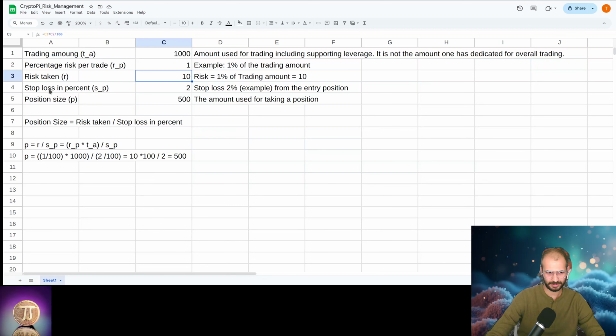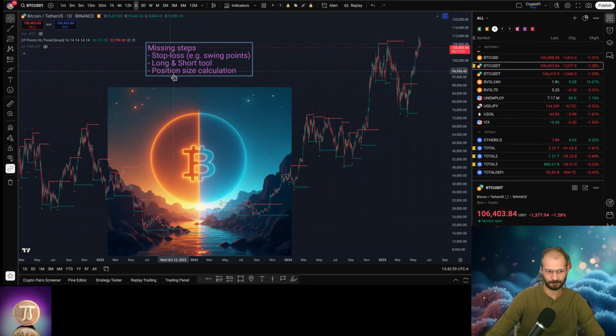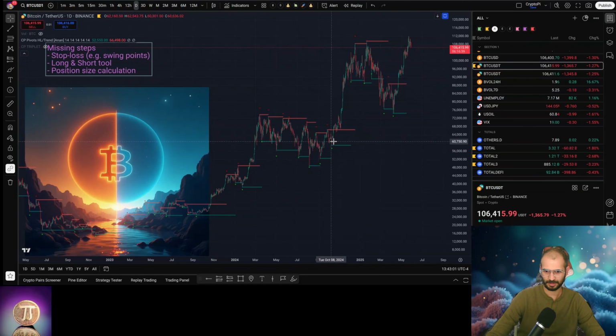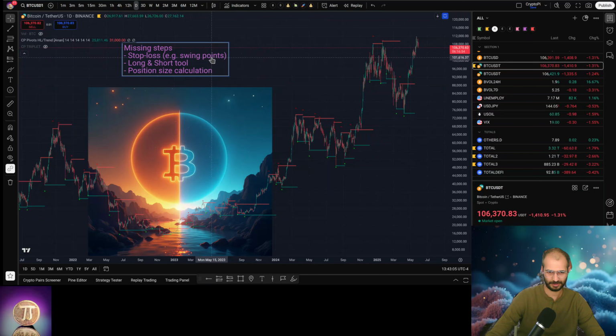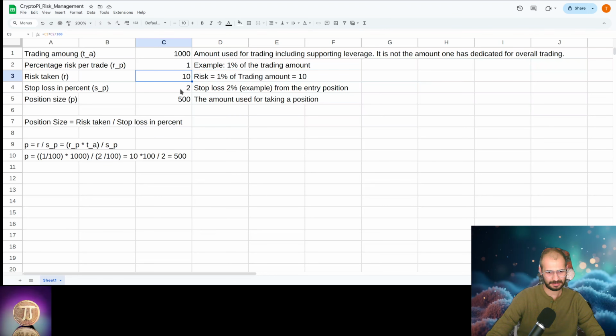Now, how do I calculate stop loss? We just saw an example, let's say, based on the swing points. There are various strategies. Swing point is one of the strategies. For the moment, let us assume that our strategy, swing point, or any other technical indicator tells us that our stop loss is at this particular value, which is 2%.